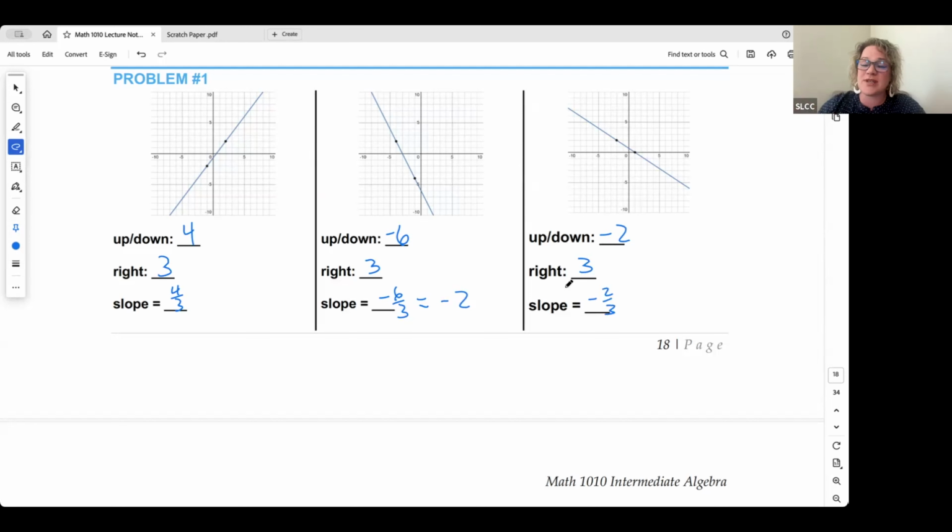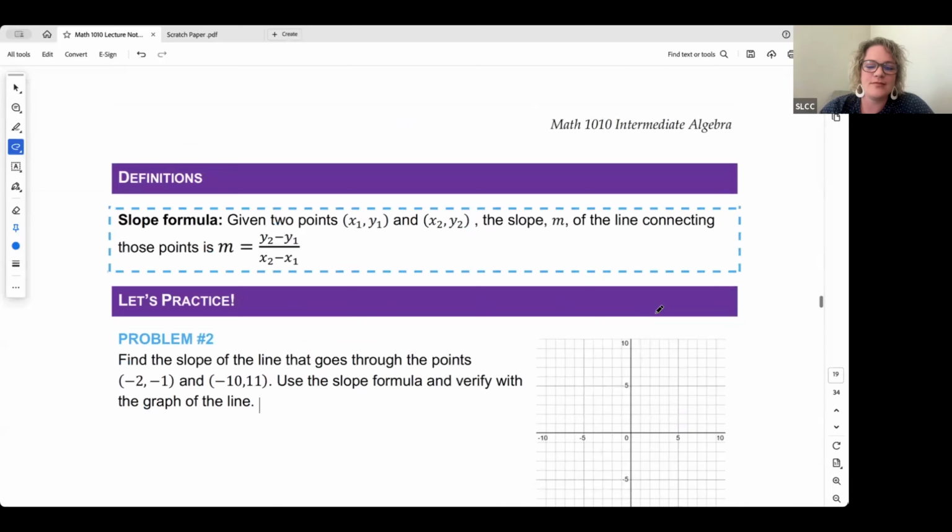Does that match with what we talked about with going up or down a hill? Yes, it does. This person walks up the hill, the slope is positive. These two people walk down a hill, the slope is negative. Let's check out problem number 2.